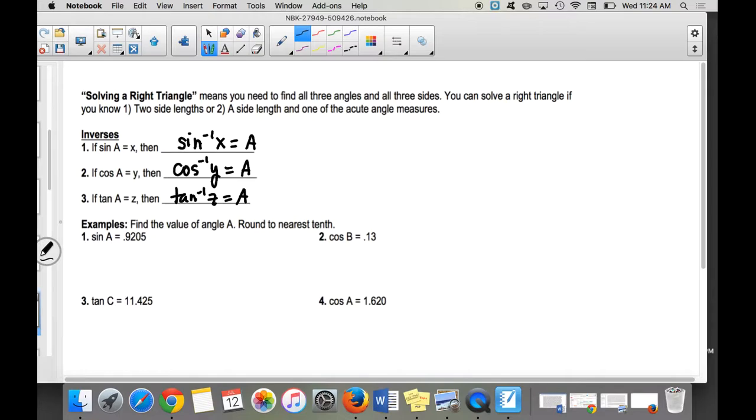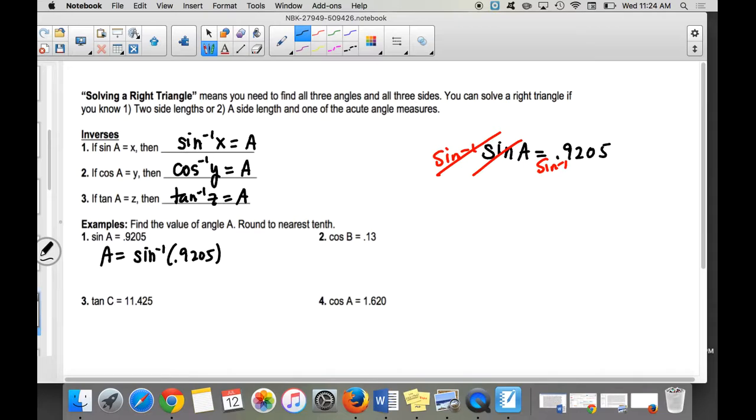It makes more sense when we see examples. It says find the value of the angle A. So the sine of some angle is equal to this number. If I want to find how big that angle is, I get rid of the sine by doing inverse sine in front of both things, and then these would cancel out. Does that make sense? So what I'm writing is A is equal to inverse sine of 0.9205.